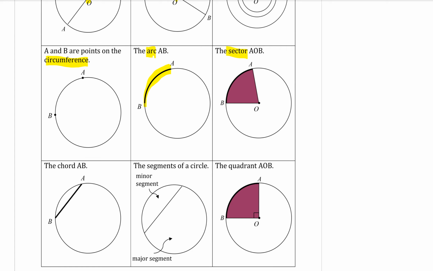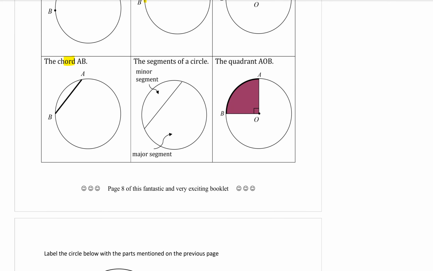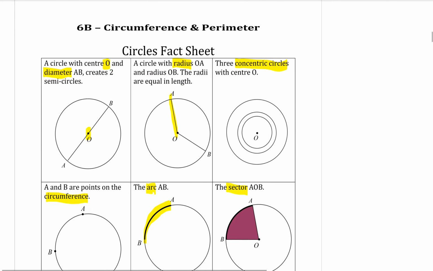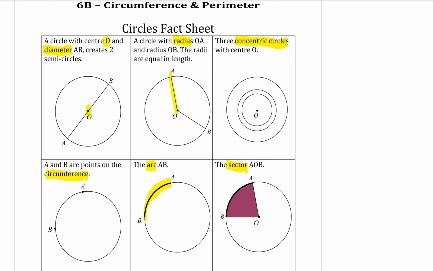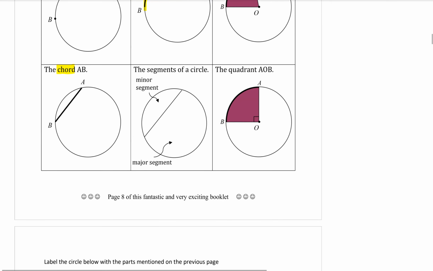All right, next word. A chord is a line going from one side of the circle to the other. Remember that we had the diameter that had to go through the center. A chord doesn't have to go through the center. It's just anywhere from one side of the circle to the other.